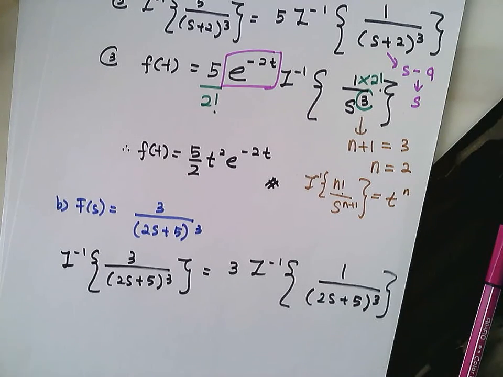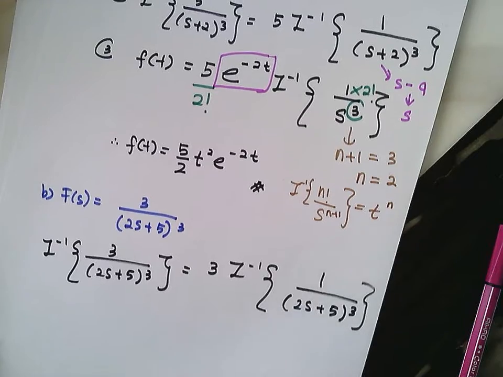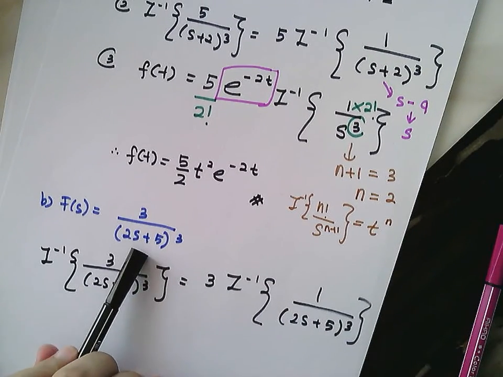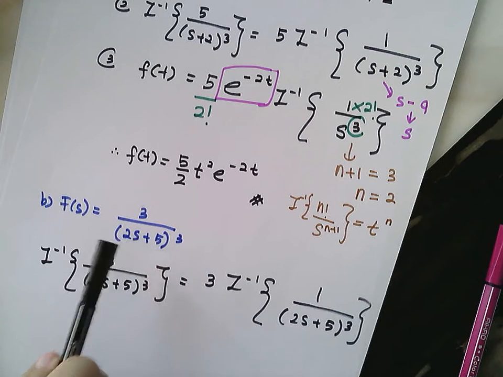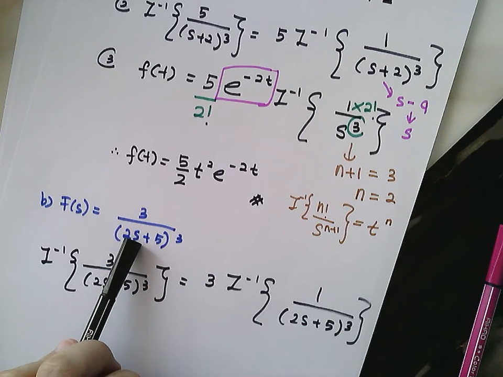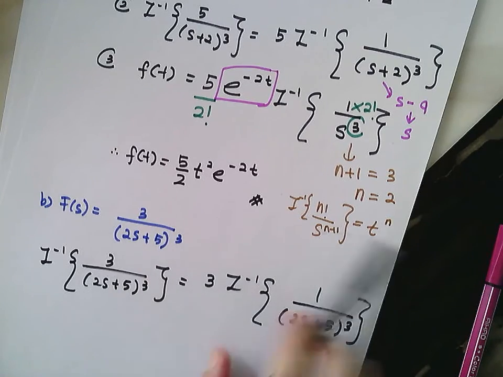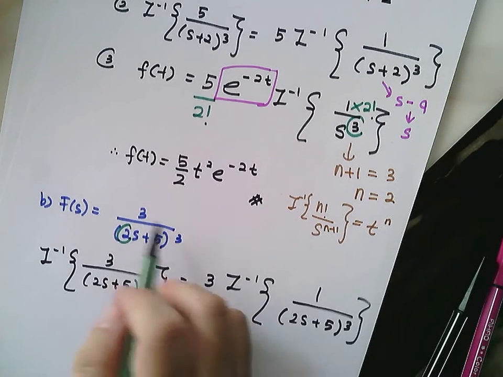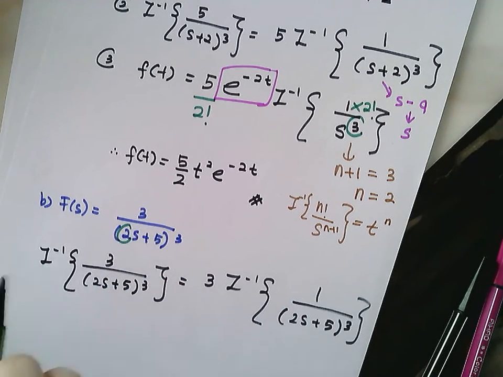Okay, be careful. You cannot simply define your a here. Why? Because this is not an s minus a term, because you have a coefficient of 2 here. The problem is that because you have 2 here, you cannot simply get your a from here. You need to do something first.